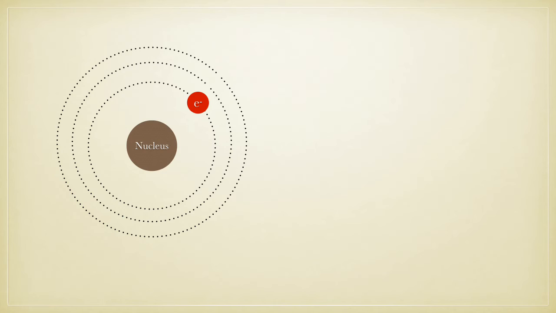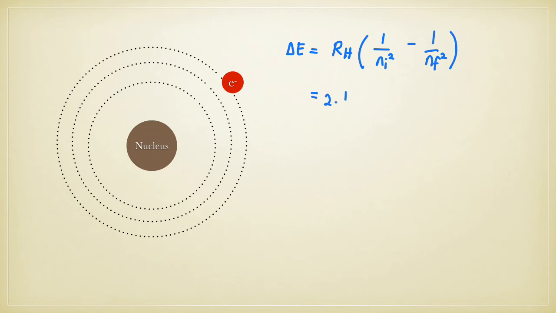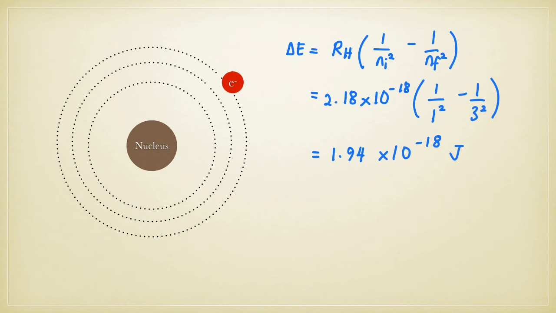Now let's come back to our earlier example. Let's use this new formula to calculate the electron's energy change. Since n initial is 1 and n final is 3, we substitute n initial as 1 and n final as 3 in the formula. The energy change is 1.94 times 10 to the power of negative 18 joule. Since we get a positive value as an answer, this means that energy is being absorbed.